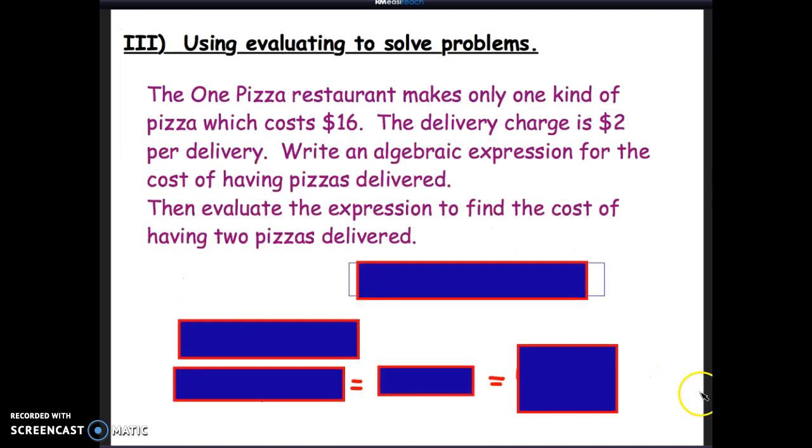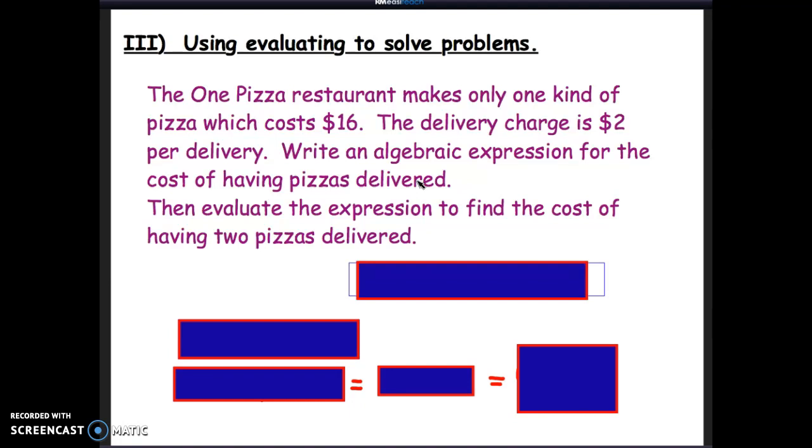So we're also going to do word problems. The substitute is going to give you a sticker, so you don't have to write all this in. I printed out some stickers ahead of time. You're going to stick that right into your notes and then go ahead and do the problem. So this says one pizza restaurant makes only one kind of pizza, which costs $16. The delivery charge is $2 per delivery. Notice it says $2 per delivery, but it doesn't say per pizza.